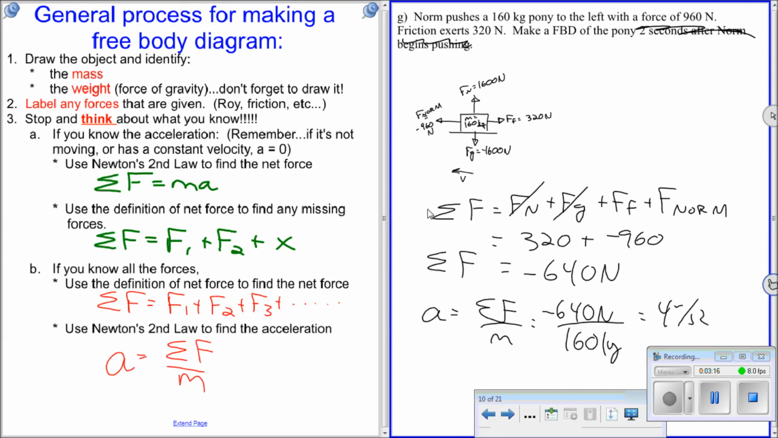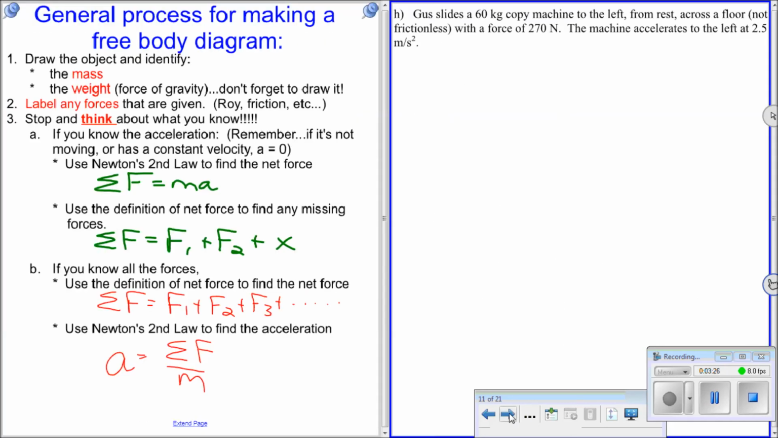Okay? So the problems aren't that much harder when they're long, when there are more forces, just extra numbers to keep track of. All right, I think we just got one last example here. All right, and this one's actually very similar to the last one, except this time I've given you the acceleration instead of Norm's force.